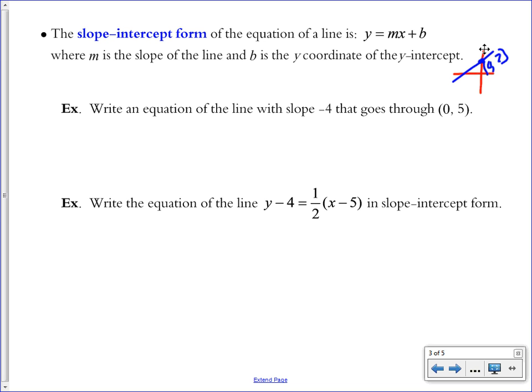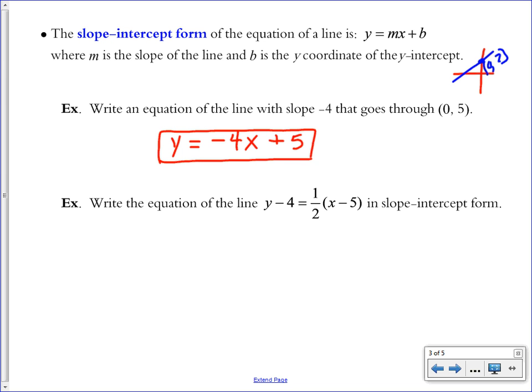In our first example, it says, write an equation of the line with a slope of -4, so it's giving us our m, that goes through (0, 5). You should recognize that right away as a y-intercept. So to write the equation of this line, we're just going to use slope-intercept form because we're given the slope: y equals -4x. That's the m in the equation, plus b. And b is the y-coordinate of the y-intercept, and it's a 5. So I just write +5. That's the equation of the line.